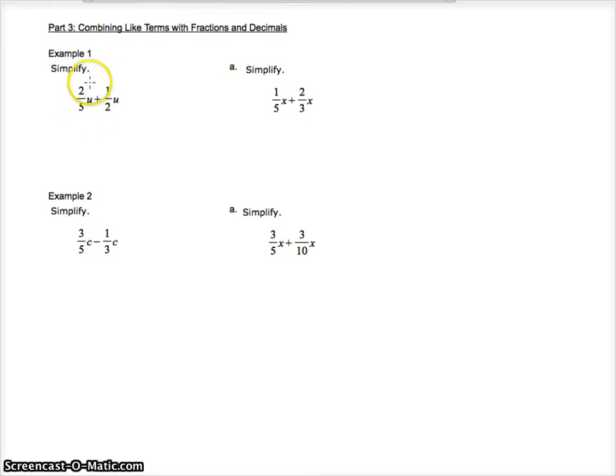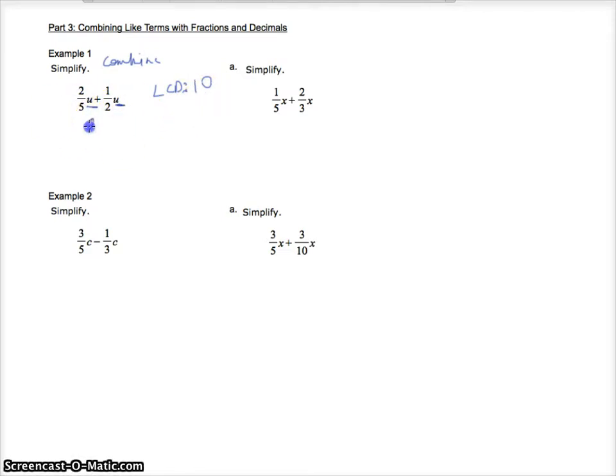In example 1, it says to simplify 2/5 u plus 1/2 u. Well, here I have the same variable, u and u, so I can combine them. And I can use addition or subtraction. What I also need is my LCD, which would be 10. Remember, anytime I have different denominators, I need to find an LCD. The LCD of 5 and 2 is 10.